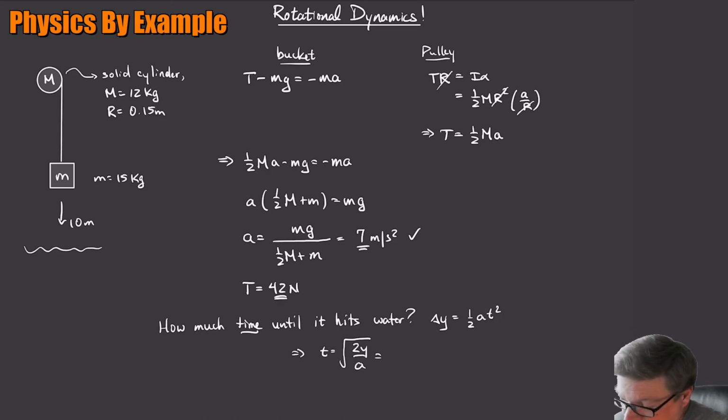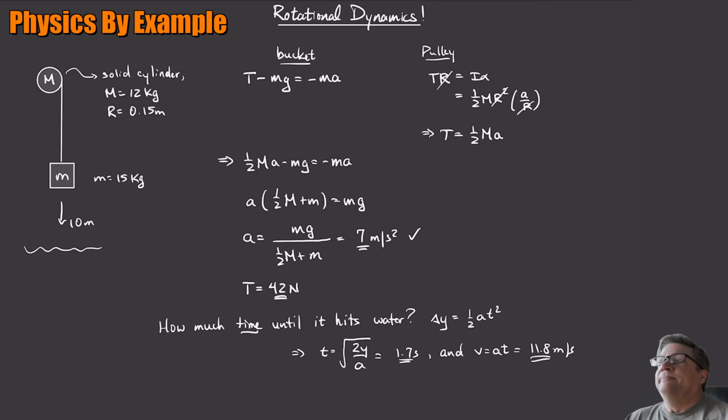If you plug these in, what you're going to get is 1.7 seconds. How fast will it be going when it hits the water? v is at if the acceleration is constant. If you multiply those together, what you get is like 11.8 meters per second. Very cool. So that's how fast the bucket is going to be going when it hits the water.